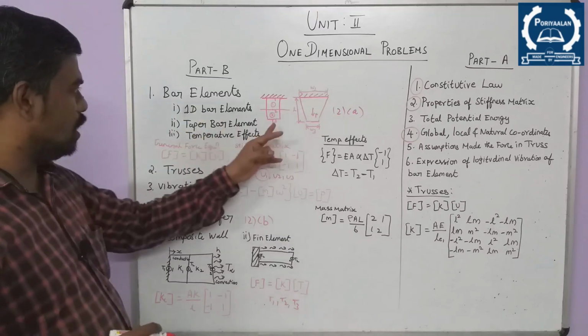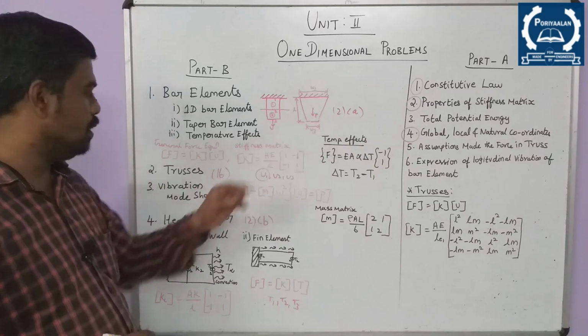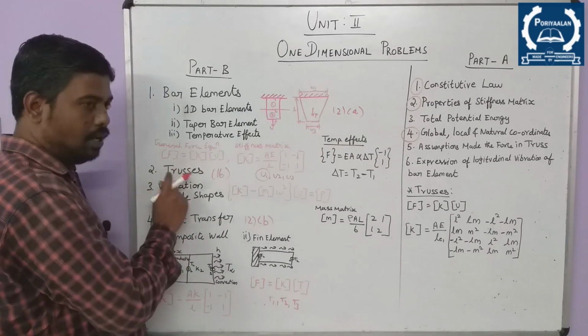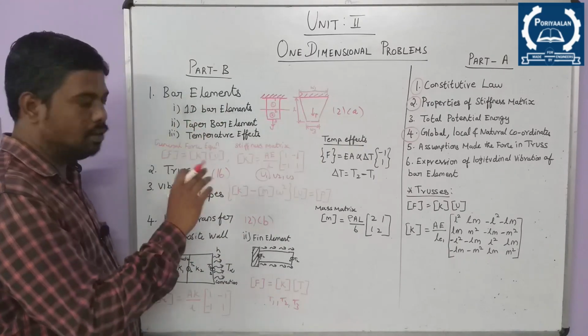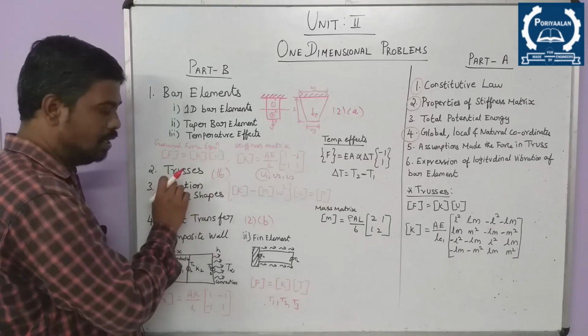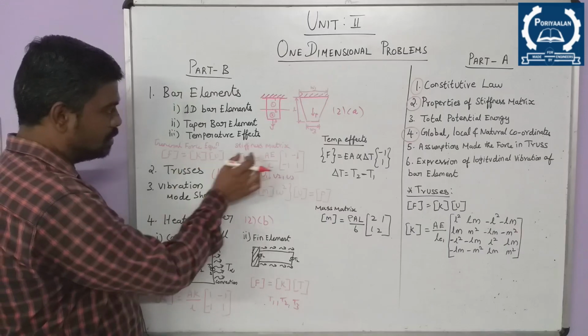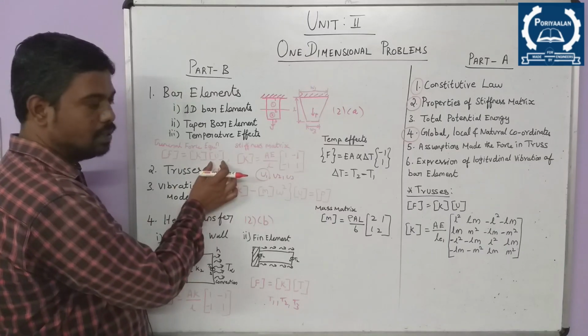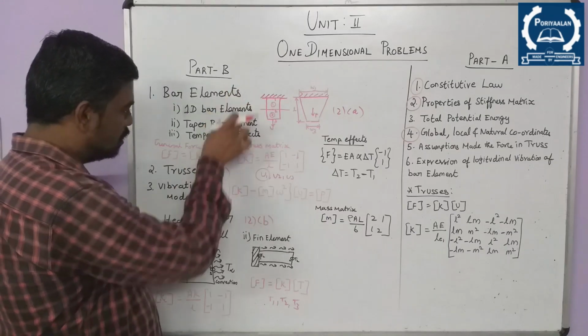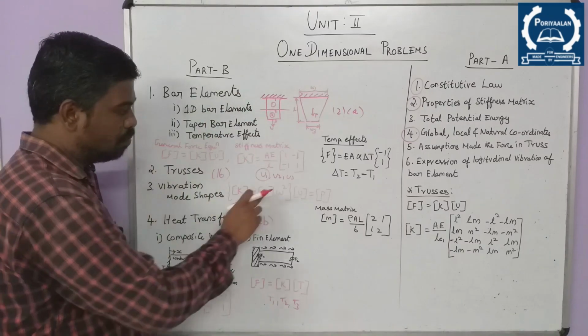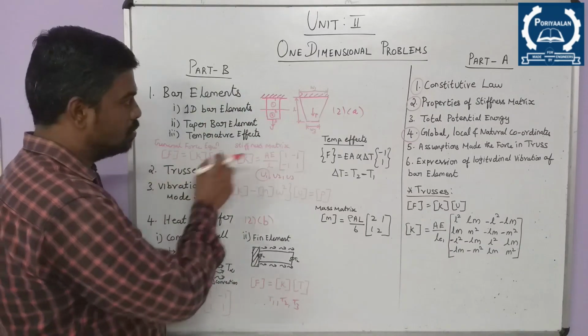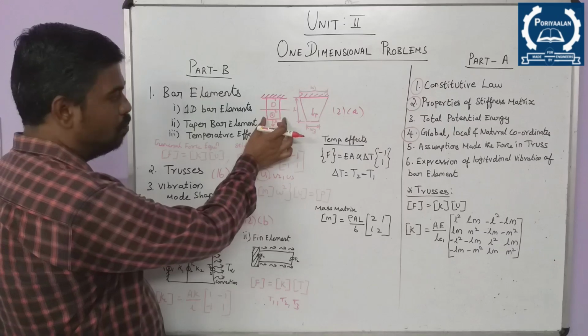So here there is a one-dimensional bar element, and this is a taper bar. There is only one formula you have to follow for the entire unit, that is the general force equation, force F is equal to K into U. K is the stiffness matrix and U is the displacement. In this bar element problem we have to find the displacements U1, U2 and U3. This is a simple example for the bar element.